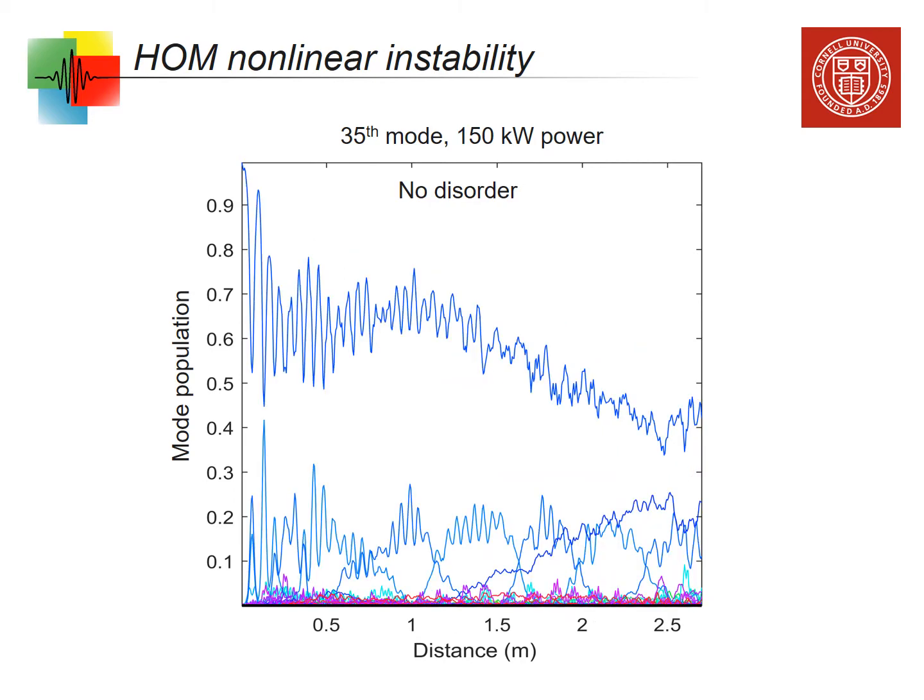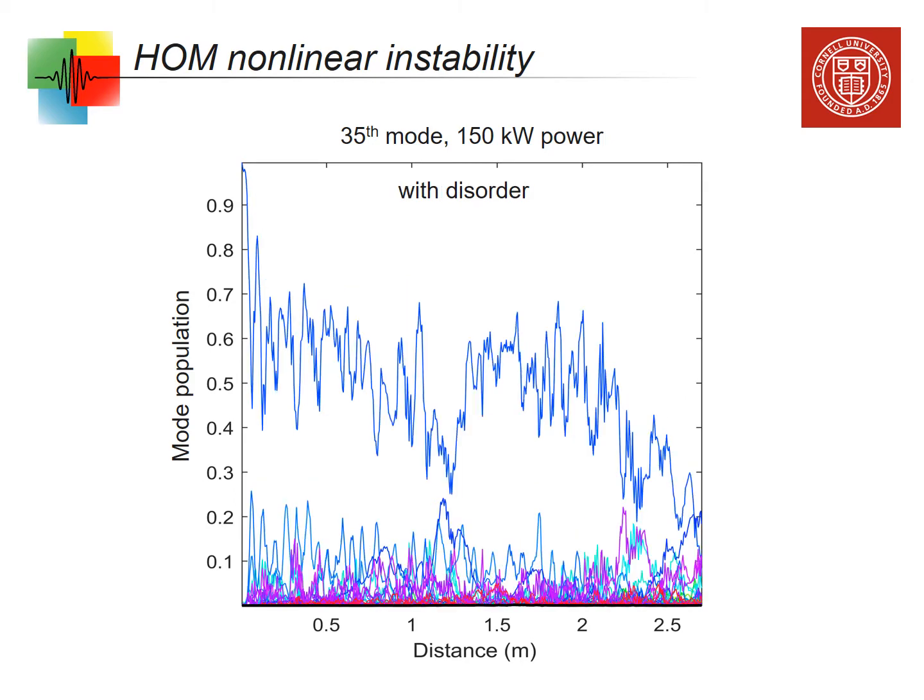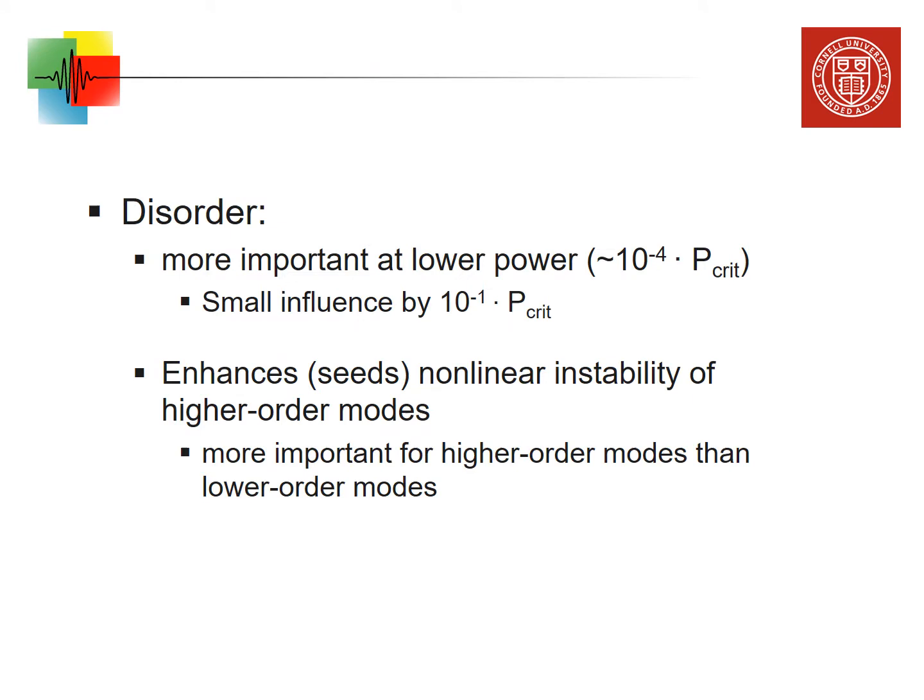However, at higher power, things are not so cut and dry. Without disorder, there is indeed higher order mode instability, and with disorder, things are a little bit different, but you wouldn't really notice this in experiment. So the point is, overall, that disorder is actually quite important at low power for enhancing beam cleanup, but it is a very small influence when you get to the higher powers. And the way that it really works is it seeds the nonlinear instability of the higher order modes.